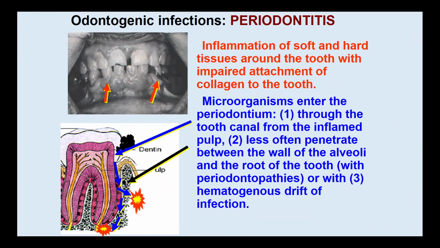But except pulpitis, bacteria present on the surface of the teeth can also initiate inflammation in soft and hard tissues around the teeth, with impaired attachment of collagens to the teeth. As a result, bacteria can cause periodontitis.